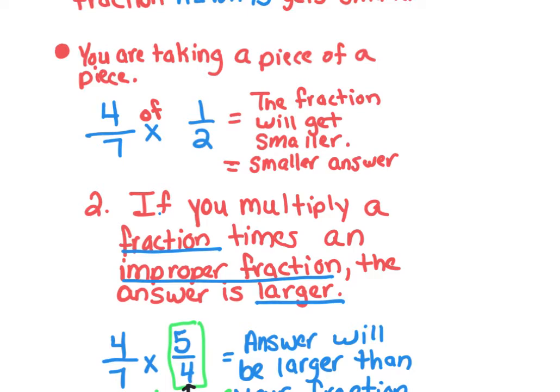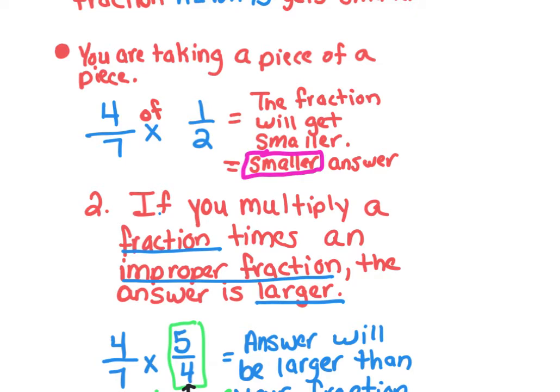So when you look at 4/7 times 1/2, the first thing you should think is, oh, I'm getting a piece of a piece. I'm getting a fraction of a fraction. So my answer must get smaller. Sometimes that's all a question will ask you. Is your answer going to be larger? Is your answer going to be equal to? Or is it going to be smaller? And you would just simply say, my answer will be smaller.